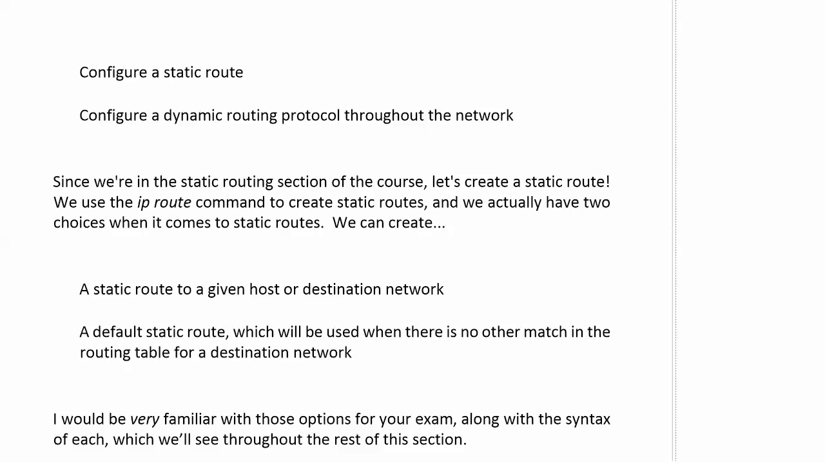So we could do that. We could write a host route. We could write a normal destination network route. Or we could write a default static route. A default static route is going to be used when there's no other match in the routing table for a destination network. Default usually means we're going to use this first, or here's the setting we're going to use if you don't change anything, right? But in this case, when we're talking about routing, the default static route really is that last resort.